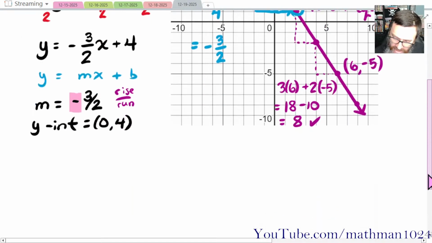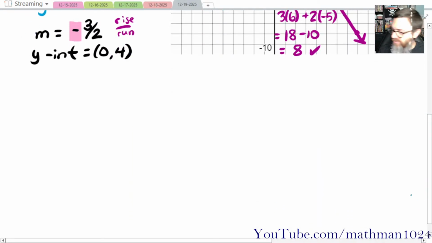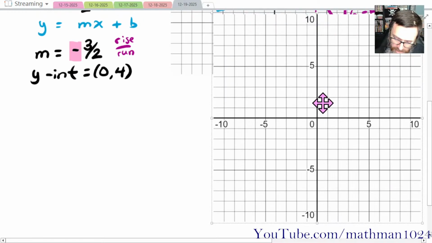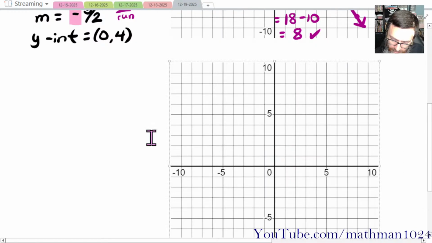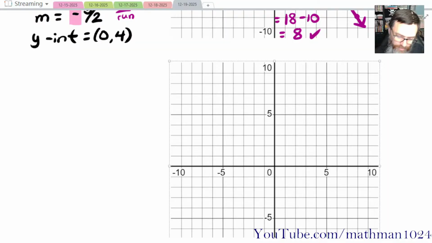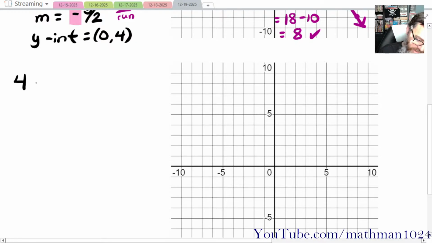Now, some other kinds of things to consider. I know this is kind of a little quick crash course. Actually, let me just do this. Let me do another one. All right. Let's try 4x minus 3y is equal to, let's try equal to 9.